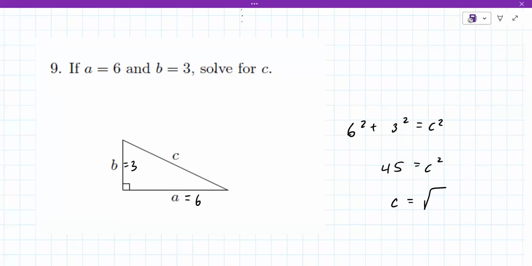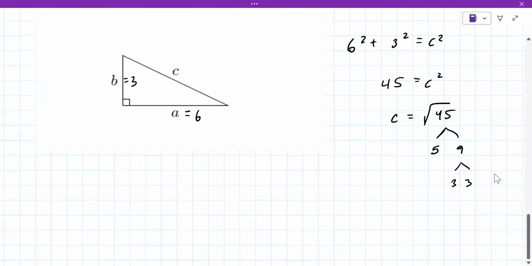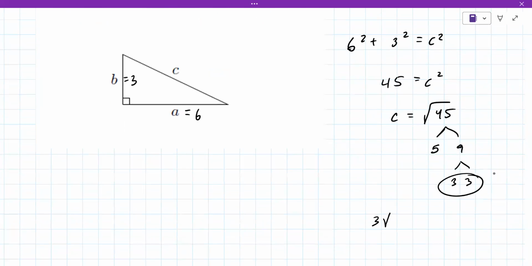It would be the square root of 45, and then you could do 5 times... well, 5 goes into 45, but not 5 times. It goes in 9. So it'd be 5 times 9, and 9 is 3 times 3. Yes. And then you'd bring the 3 out, so it'd be 3 square root of 5.